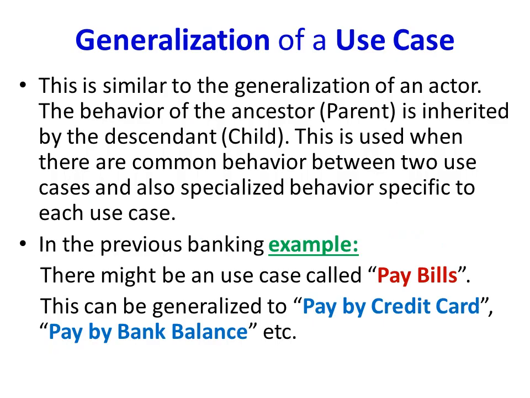Generalization of use case. We use generalization when there's a common behavior between two or more use cases. It's like the generalization between classes. For example, if there's a use case called pay bills, it can be pay by credit card or pay by bank balance or pay by check or whatsoever.